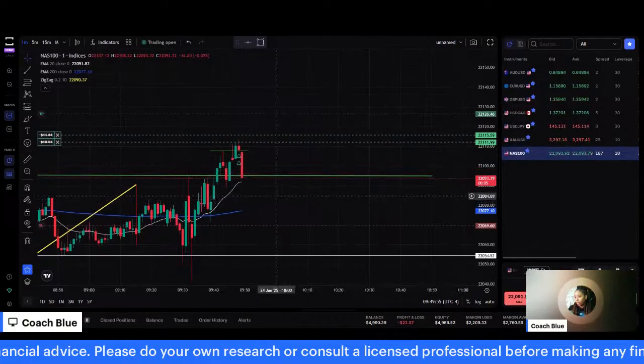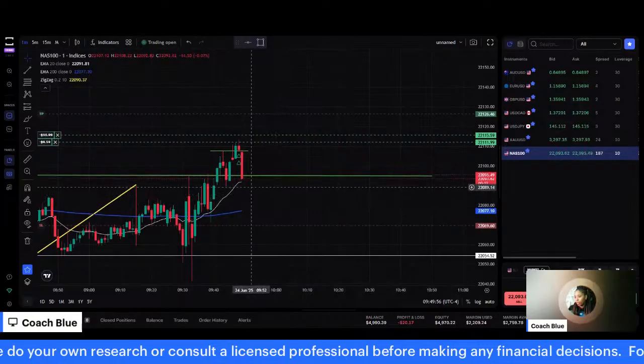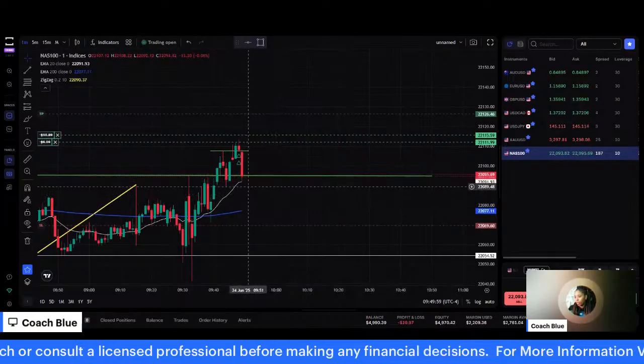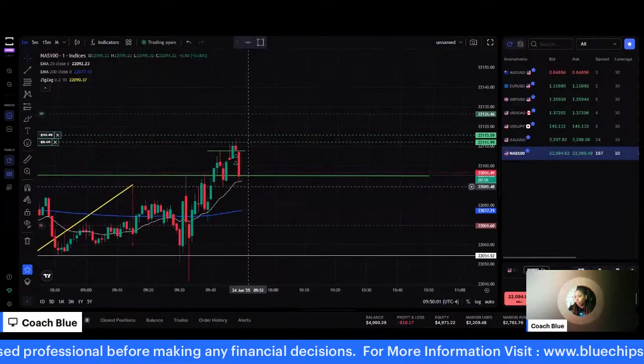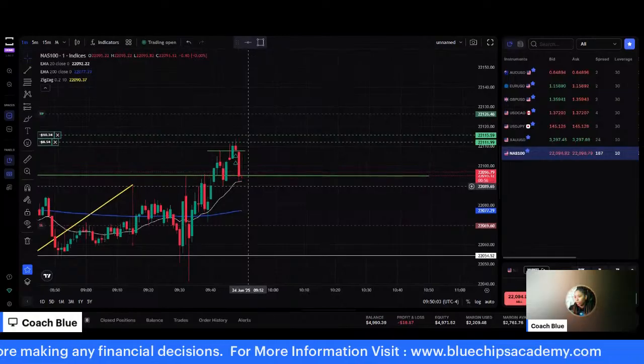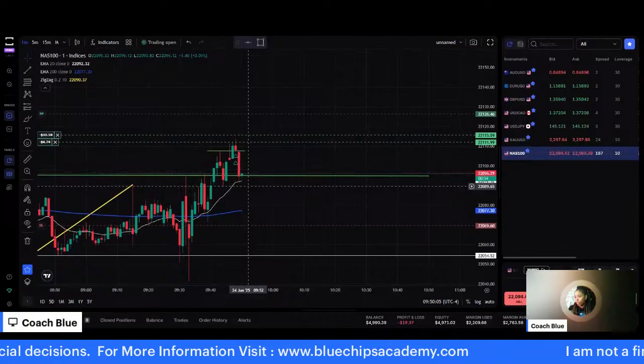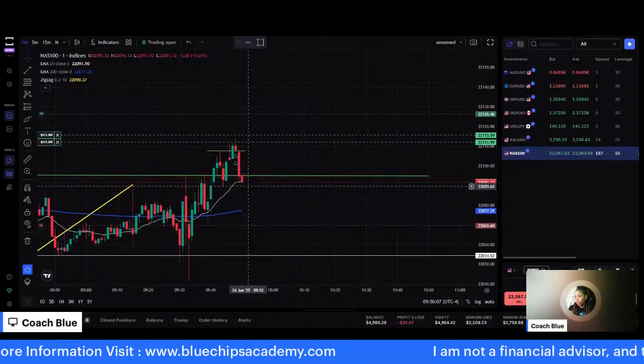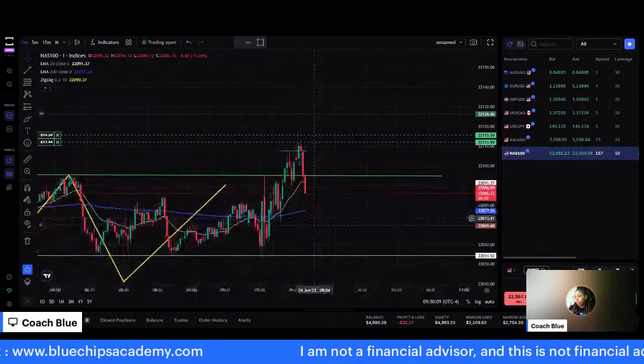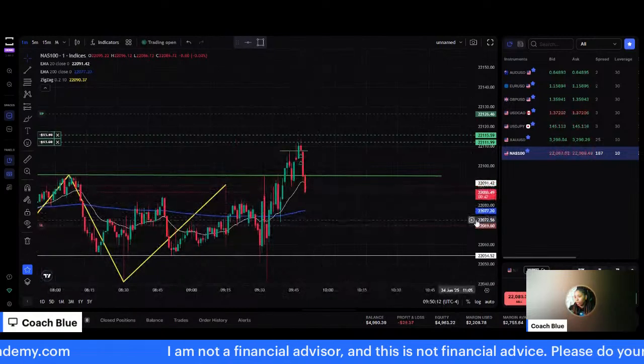Okay, so we got 5 seconds left on this candle here. It's coming off pretty strong. Let's see if the buyers fight back on this next candle right here. And we have news in 10 minutes. 10 minutes, guys, we have news. So we'll see what happens here.